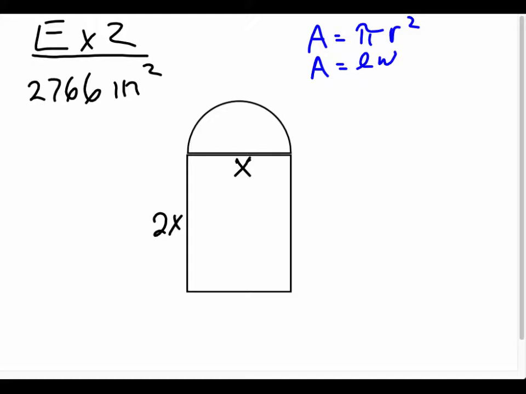Now this area, let's think in terms of the radius. The radius starts here and goes from here to here, or you could think of it as going from here to here. What is the length of that radius? Half x. Half of x.